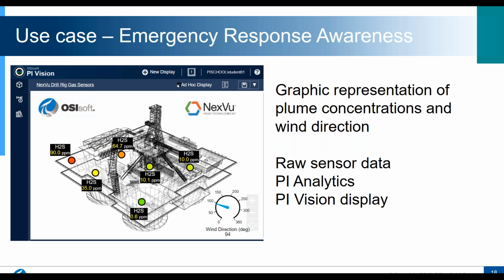But for somebody who needs to get away from the plume, they know to move at 90 degrees to the wind and get to a safe area. So this is very simple. It's taking the real-time data from Aegex, and it's simply adding some color animations and a location to that data and delivered in PI Vision.